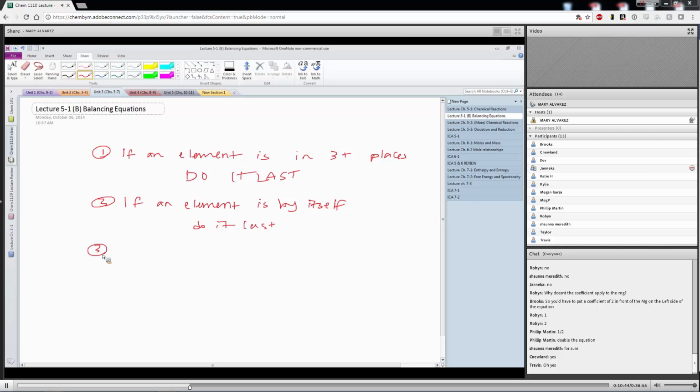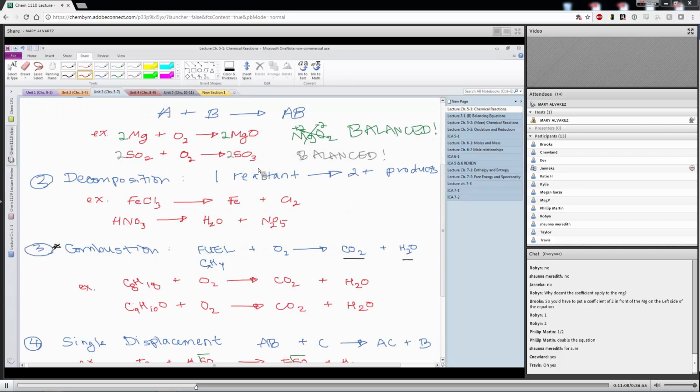Number 3, don't be afraid of fractions. It's actually much easier to stop on a fraction and then just double the whole thing than it would be to try to eyeball it into a different place. Okay, you could spend a lot of time trying to eyeball it, or you could just assign it a fraction and then double the whole thing.